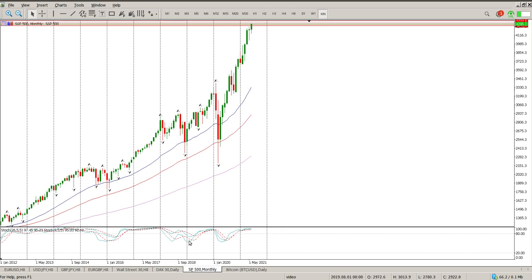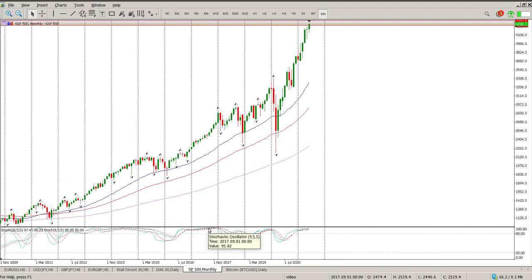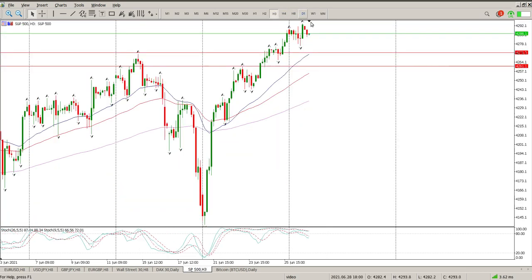But again, you can see what's happened in the past to this index. It can stay like that forever. So don't read too much into it. The difference here was we were closer to the moving averages. Here we are far from the moving averages. So we are at extreme conditions, and extreme conditions are never easy to trade.